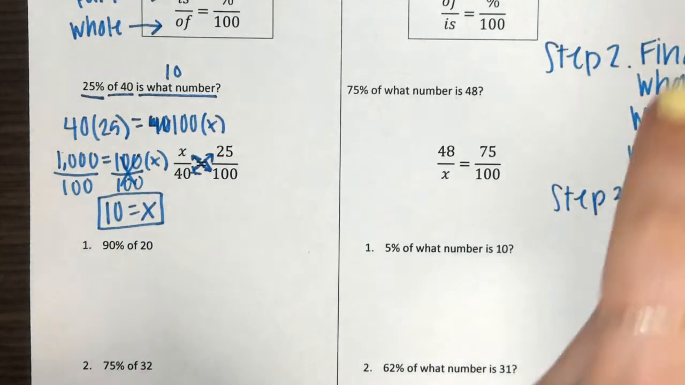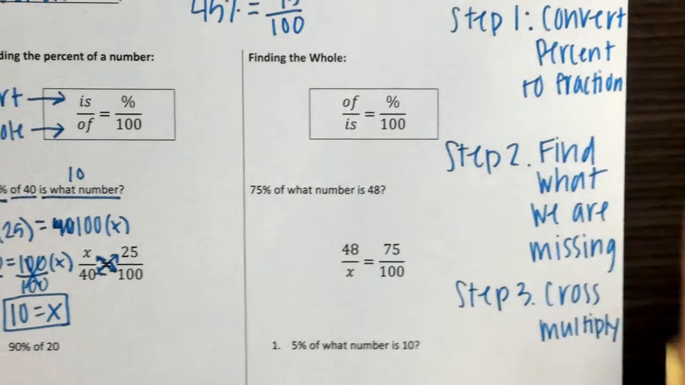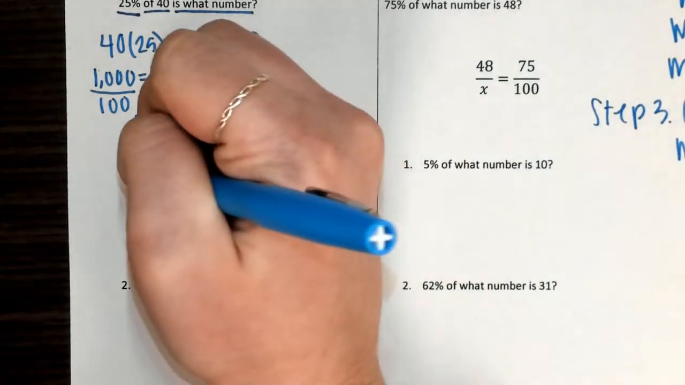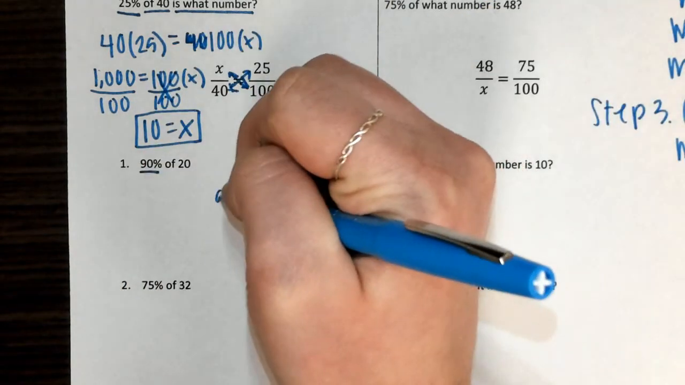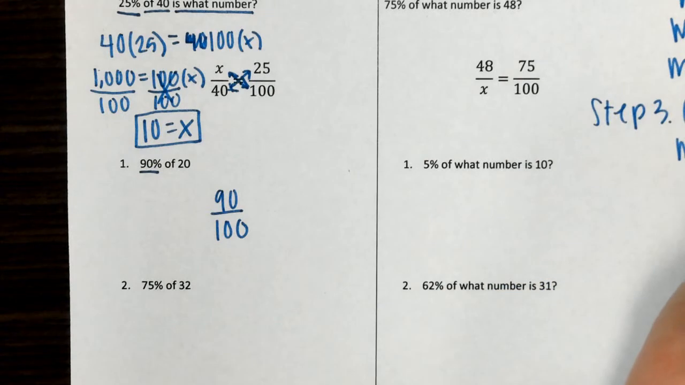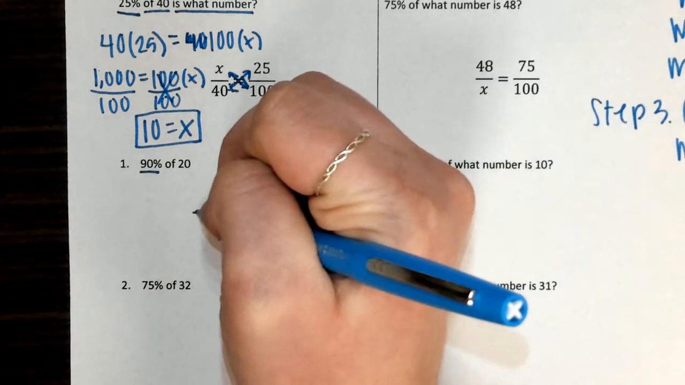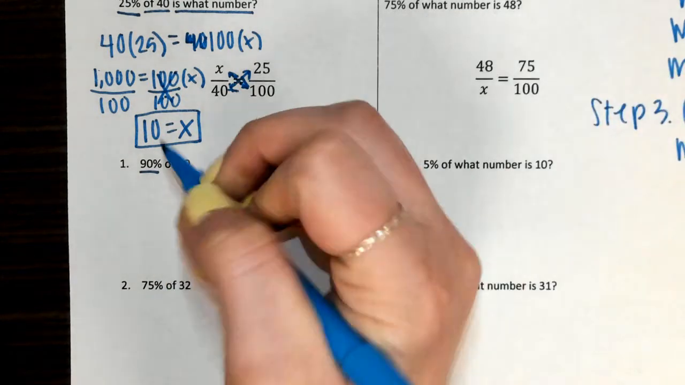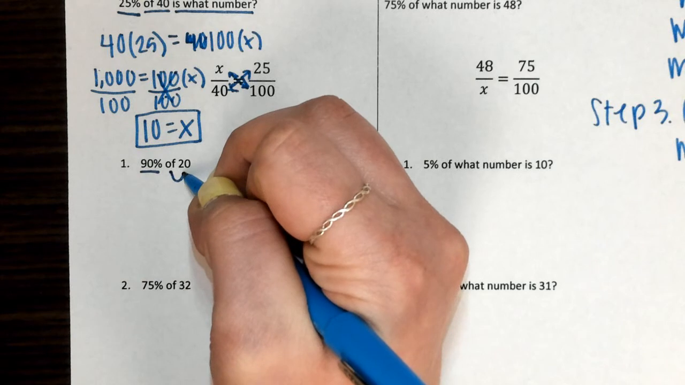So my first step, convert percent to fraction. It says 90%, so I'm going to do 90 over 100, because percent is always over 100. Then I have of 20. I can see that I have of, and 20 is following it.